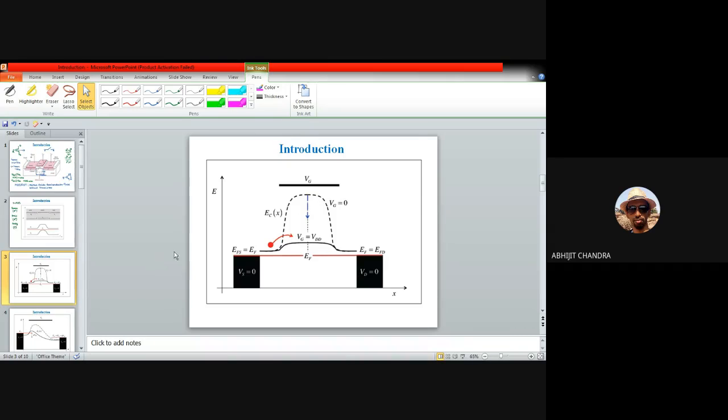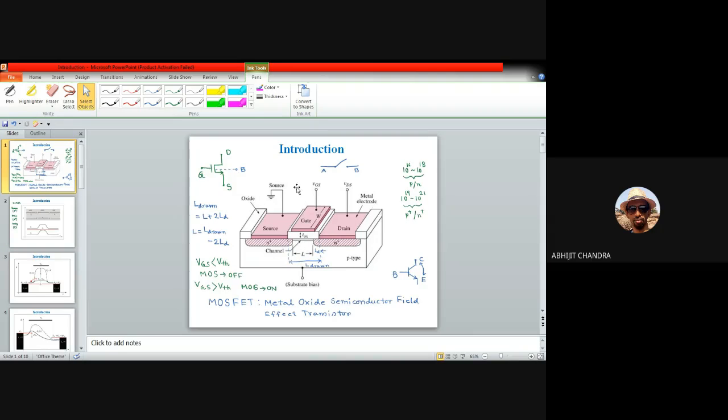So far we have assumed that the drain potential is equal to zero, that is, the drain is connected to the source, which means VDS is equal to zero. Drain and source are at the same potential. Initially we started with the source at ground potential, therefore the drain is also grounded, so there is no potential difference between the drain and source.